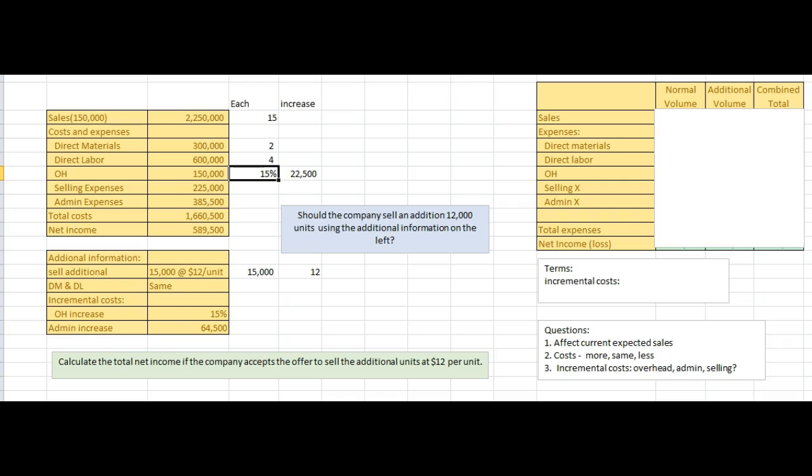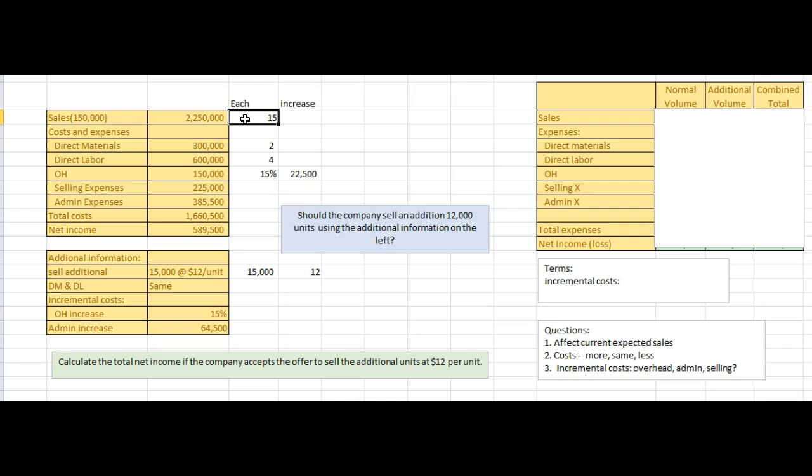This one, the very first question is, should the company sell an additional 12,000 units using the additional information on the left? So we're going to sell 2,250,000 at $15 each. And the company wants us to do an additional 15,000 and they'll pay us $12,000 a unit. So you have to look at that and you say, well, can we do that?